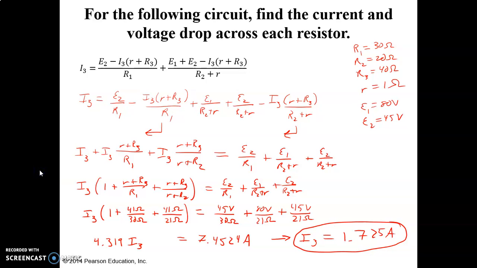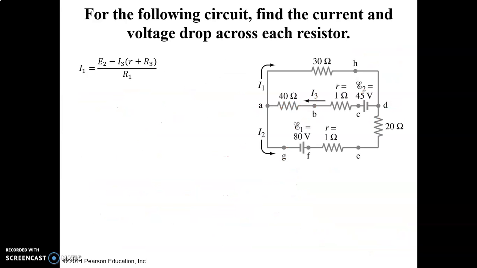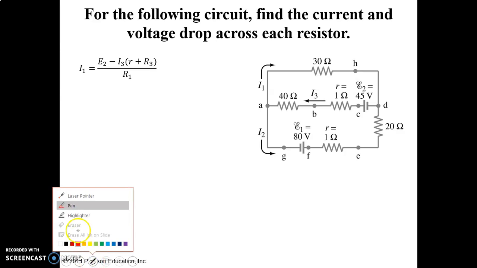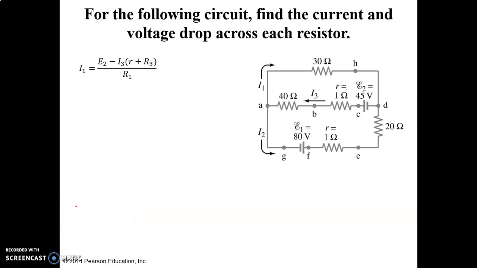Now that we've solved for I3 in this example, we need to go back and solve for I2 and I1, and then find the voltage drops across all three resistors. Remember earlier, we solved for I1 already. We can just use the same equation, that I1 is equal to EMF2 minus I3 times r plus R3, all of that divided by R1.